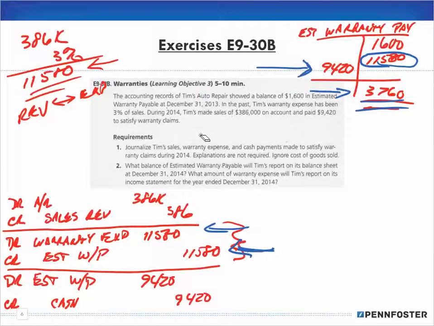So that's it for this exercise, and if you didn't understand it, watch it again. Go back and watch the theory videos for the warranties, and if you still don't understand something, feel free to contact an instructor.